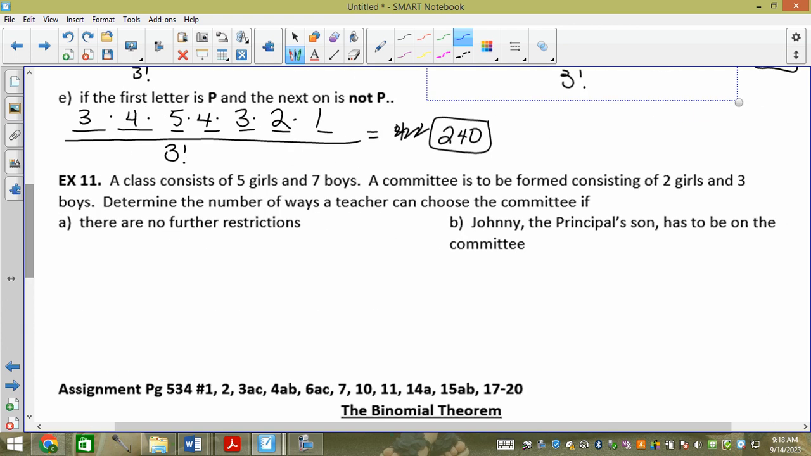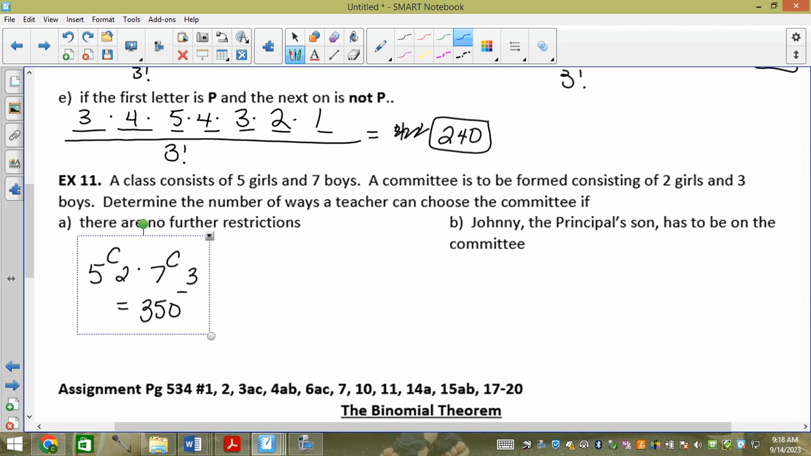A class consists of 5 girls, 7 boys, 12 total. A committee is to be formed of 2 girls and 3 boys. Determine the number of ways the teacher can choose the committee if there are no restrictions. So girls from girls, boys from boys would be 5C2 times 7C3. Answer? 350.